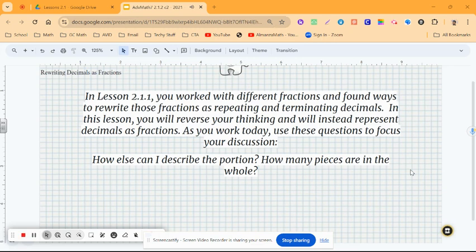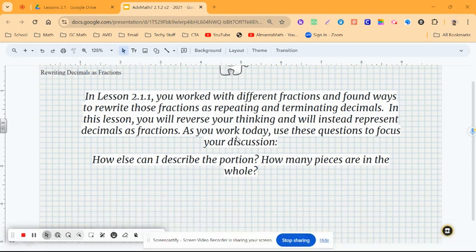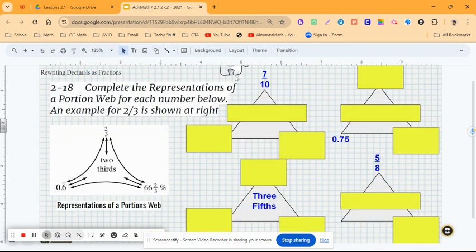Alright, today's lesson is 2.1.1 in the Course 2 book, and the question is about working with fractions, describing portions in different ways. So we're going to start with the first question on this slide: complete the representations of the portions web for each number below. If you remember, a portions web has a fraction on the top, decimal on the left, percent on the right, and then either words or symbols in the middle, and all of these are interrelated.